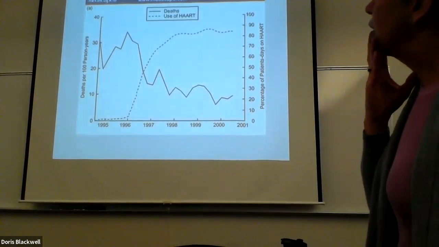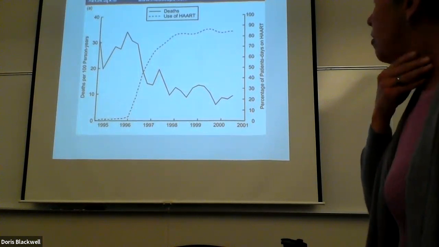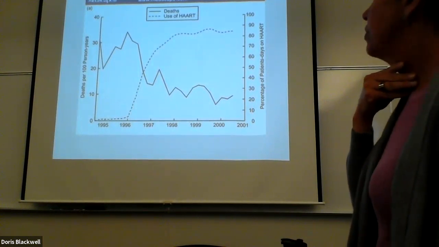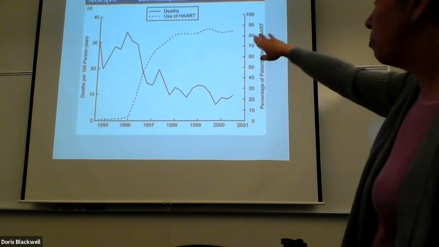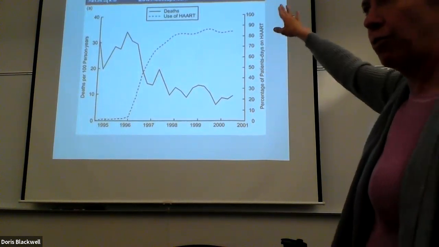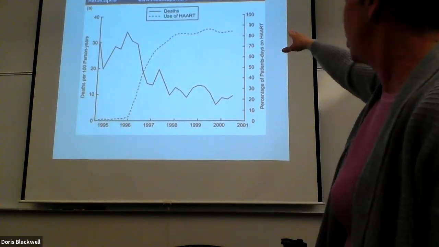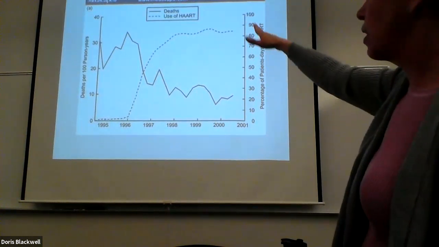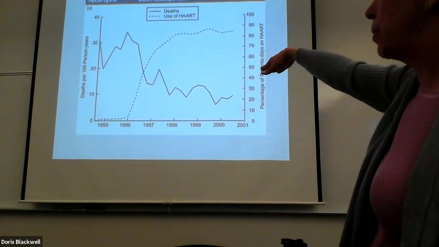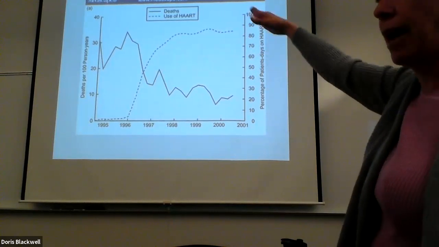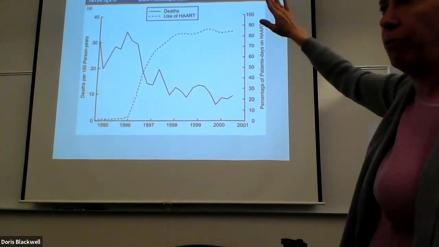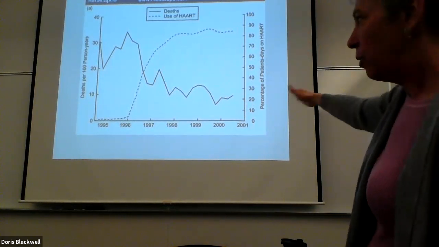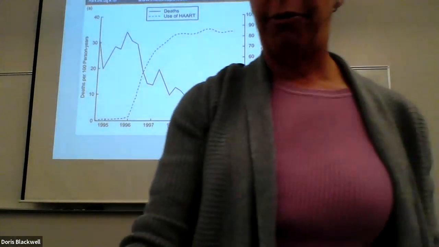So in this graph, we're looking at use of highly active antiretroviral therapy. That's the dotted line. So over time, we're seeing big increases in the use of this certain sort of antiretroviral therapy. And then the solid line, we're looking at deaths per 100 person-years. So we're seeing that decrease. So as more people are having access to antiretroviral therapy, we see fewer people dying from HIV. So again, it gives a lot of information on a graph.